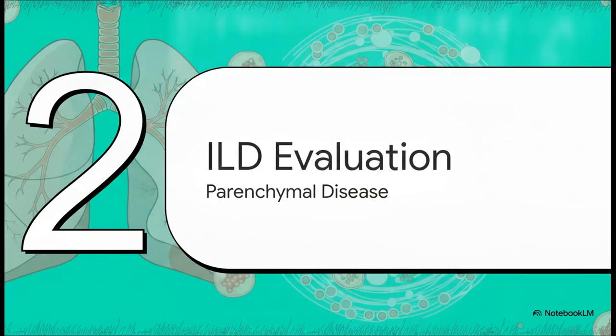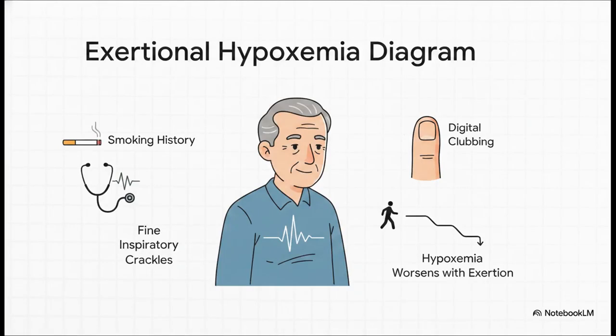Moving right into interstitial lung disease evaluation. Now, interstitial or parenchymal restriction usually presents with progressive exertional dyspnea and a dry cough. Your classic patient on the exam is typically an older adult, frequently with a heavy smoking history. The exam clues you want to hunt for are fine inspiratory Velcro crackles, which are highly sensitive, along with digital clubbing and hypoxemia that gets noticeably worse with exertion.